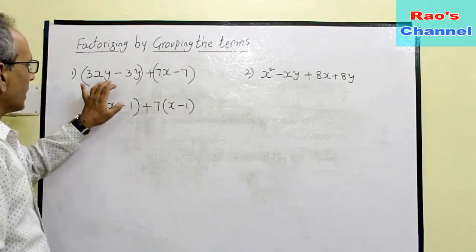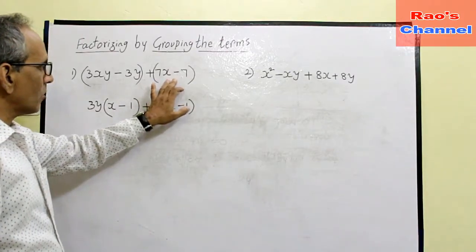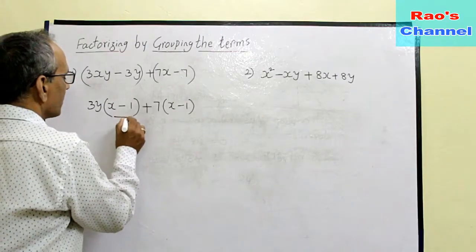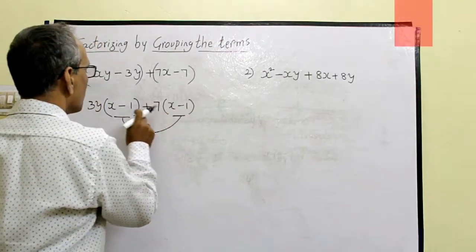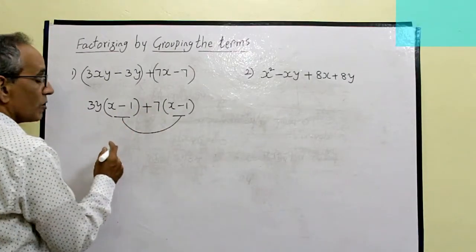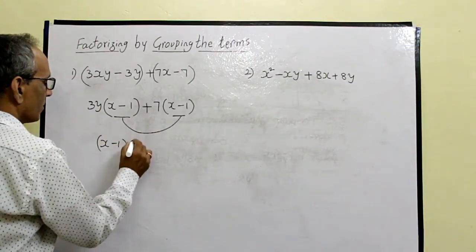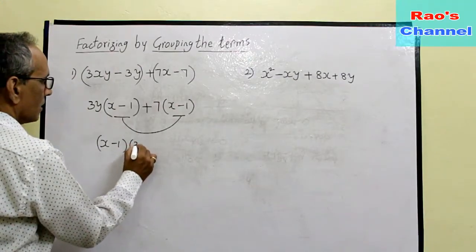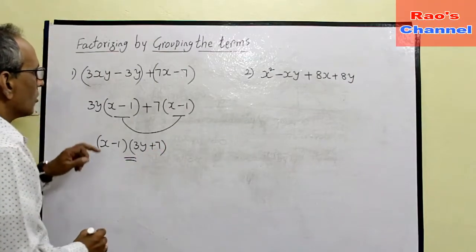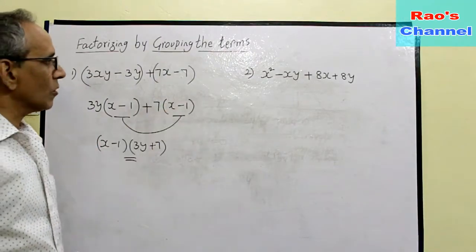Now, the factors of the first binomial is 3y of x minus 1. The factors of the second binomial is 7 of x minus 1. When we see closely, this x minus 1 is the common factor in both the groups. Let's take the common factor that is common for both by using distributive property. Already said that x minus 1 is a common factor and the rest of the factors 3y plus 7. So this polynomial is factorized by grouping the first two, last two. Let's go for one more practice.